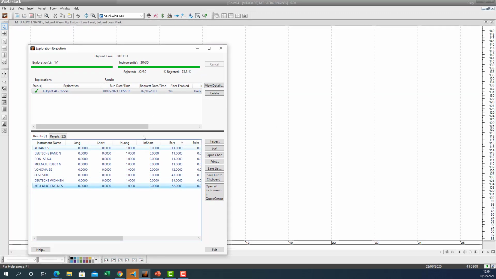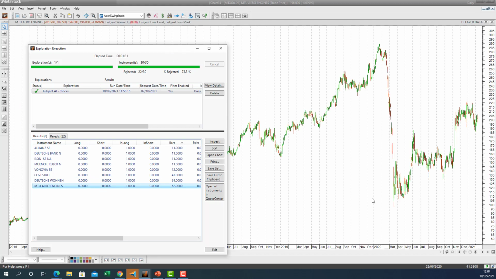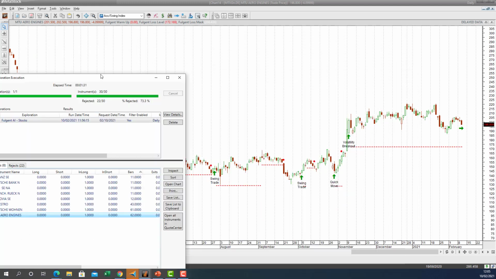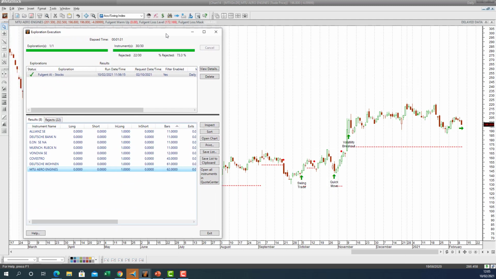MTU Aero Engines. Let's see how this one's doing. Huge volatility breakout, sideways moving. Will be interesting to see if we'll see a follow through in this one. But there's been some nice trades, both on a swing trade basis as well as a major market reversal, but mainly swing trades for this one. So these are the most recent signals.